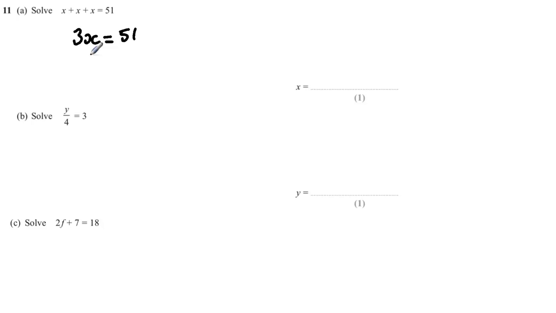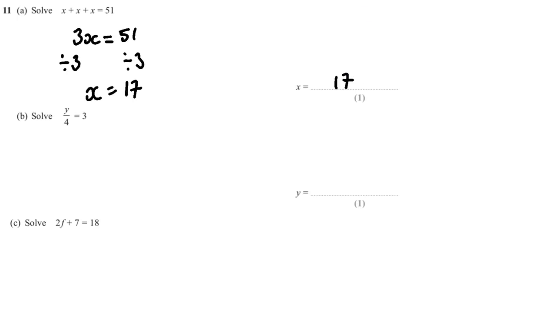So we need to isolate the variable x. To do that, we're going to be using the inverse operation of multiplication, which is division. So I'm going to divide both sides by 3. So 3 divided by 3 is 1. So we have x on this side. And 51 divided by 3 is 17. So our final answer is x equals 17.